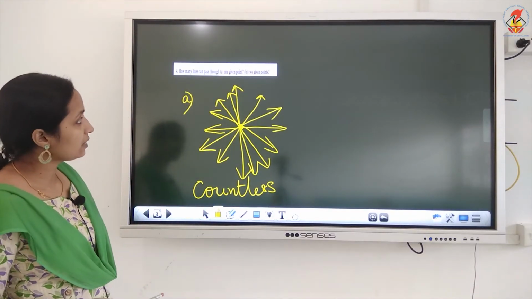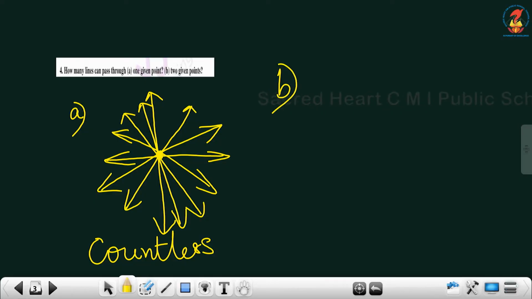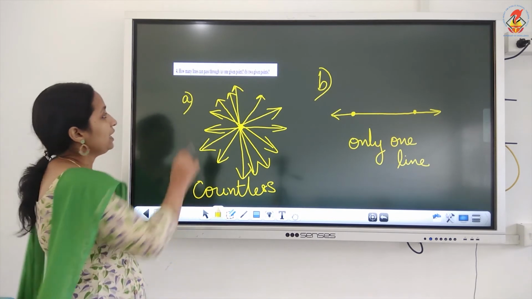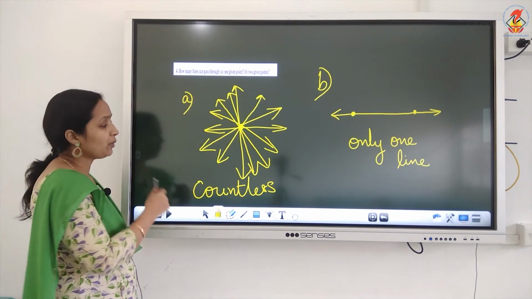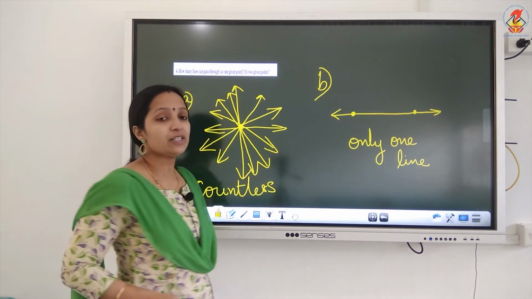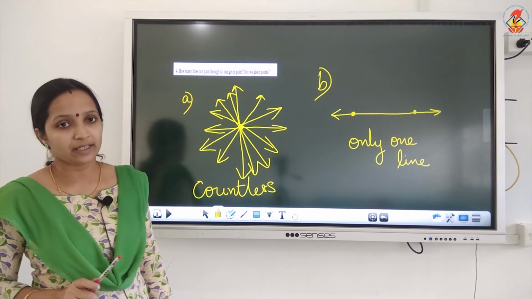Okay. Now what is the second question? 2 points. Suppose 2 points are there. How many lines can you draw using these 2 points? So here you can draw one line. Any other line? No, only one line is possible. So what is the answer? Only one line. So through one given point we can draw countless lines, and by using 2 points we can draw only one line. I think it's clear for you.